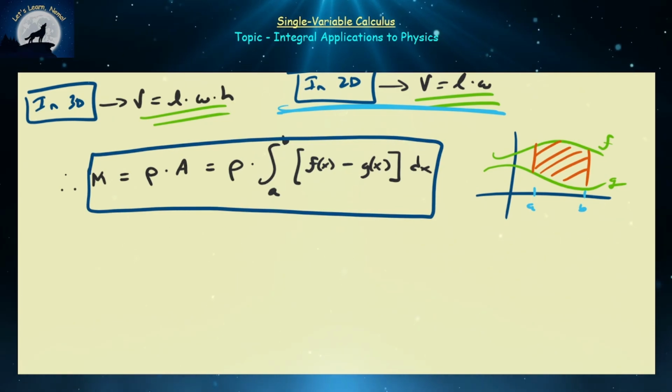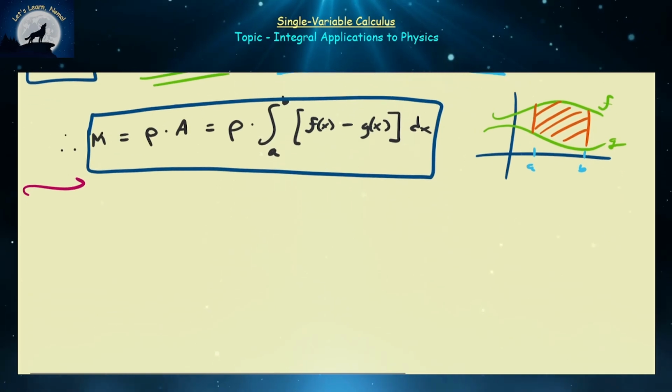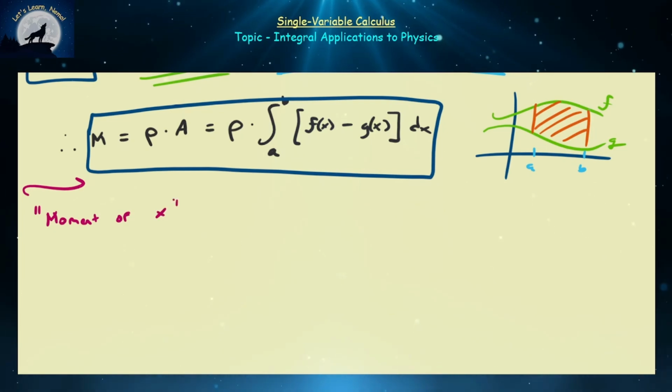And now we need to figure out the center of mass. But before we do that, I want to introduce some terms that are commonly used in this conversation. The first one is called the moment of x, and the second one is called the moment of y. So what exactly is the moment of x, and what exactly is the moment of y? I'm going to give you very basic definitions, and we'll get into the more theoretical reasons why we define them this way in more of a statistical mechanics type of realm.